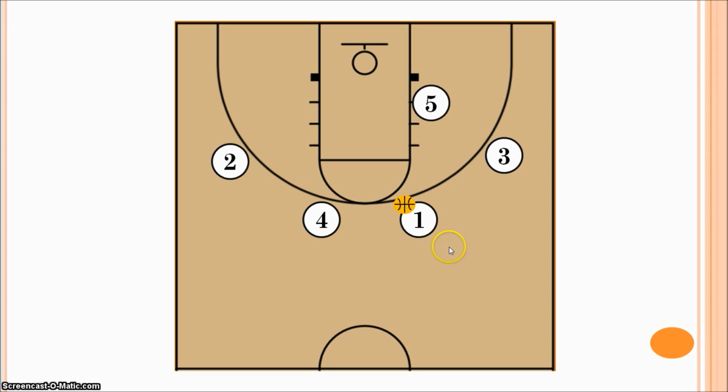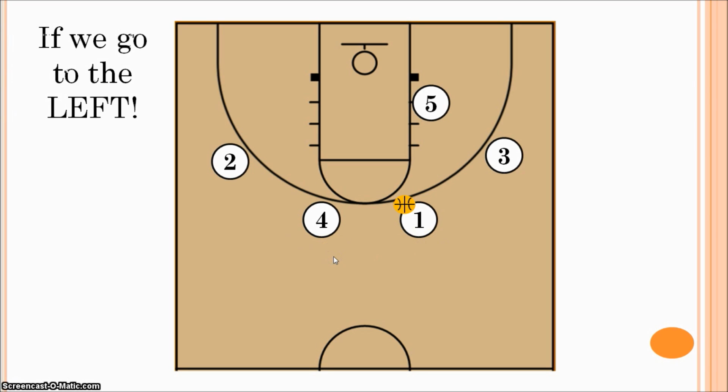What would happen if we went to the left? Making sure that the 4 can get open, we make that pass across the lane line. This is still the indicator for the 5 to the 3. The 3 swings across the lane as the ball is passed from the 4 to the 2.